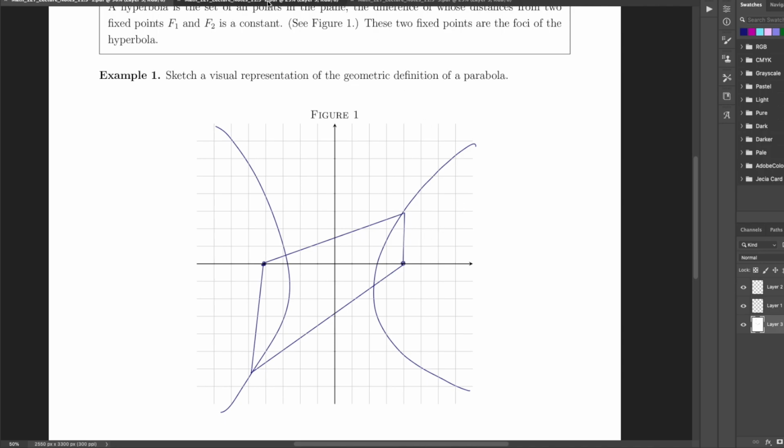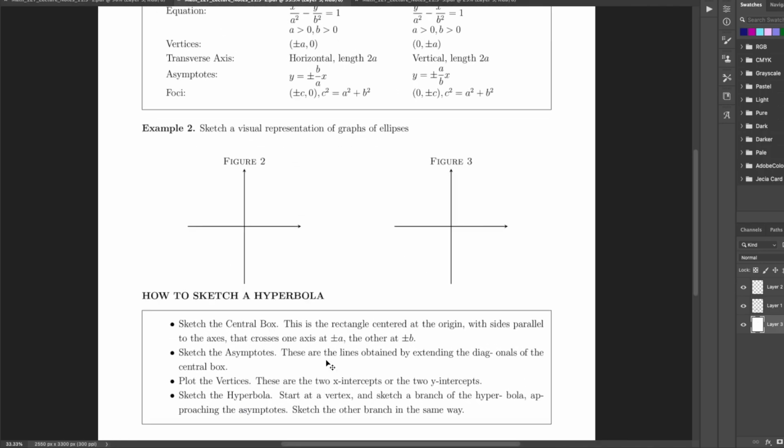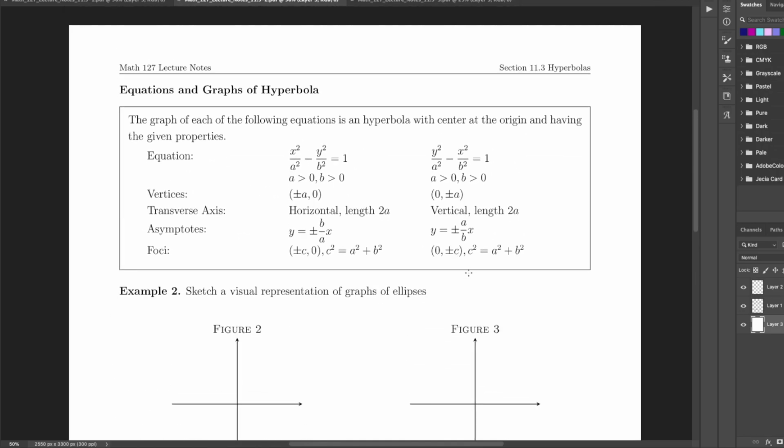Let's get into the equation definition. Notice what's different here. This is still a 1, but in this case we'll have a minus. It doesn't matter whether A or B is greater. A is just going to be the one underneath the positive term, and the one we negate will be B.